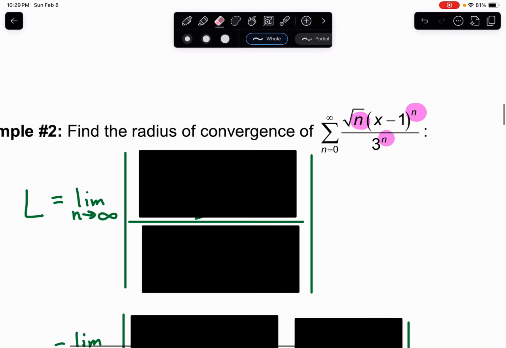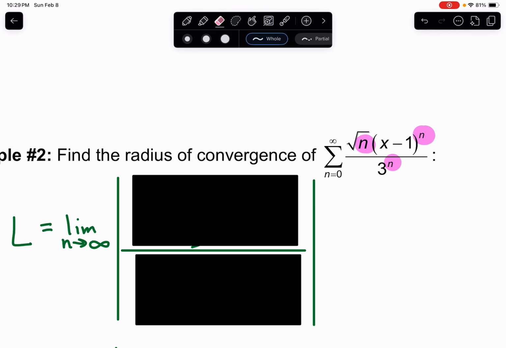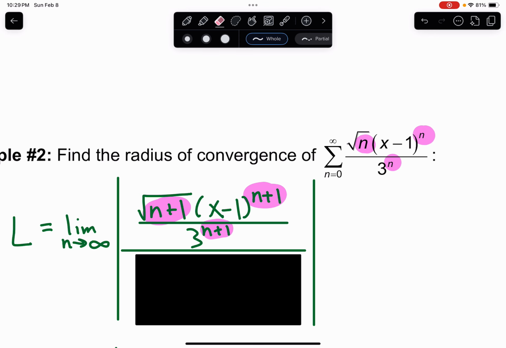Example 2, find the radius of convergence. Now again, you're going to notice I have 3 n's highlighted here. Every single one of these needs to be rewritten, okay? So we're going to do ratio tests. So L equals limit as n approaches infinity. Replace all 3 of these n's with n plus 1. So let's start with that.